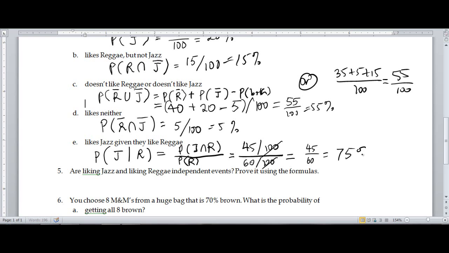Which is 75%. So if you choose somebody who likes reggae, there's a 75% chance that they also like jazz. Are liking jazz and liking reggae independent events? Well, remember, if two events are independent, we can prove it using the formulas. One of the formulas we can use is: if two events are independent, then the probability of liking jazz given they like reggae is equal to the probability of jazz.